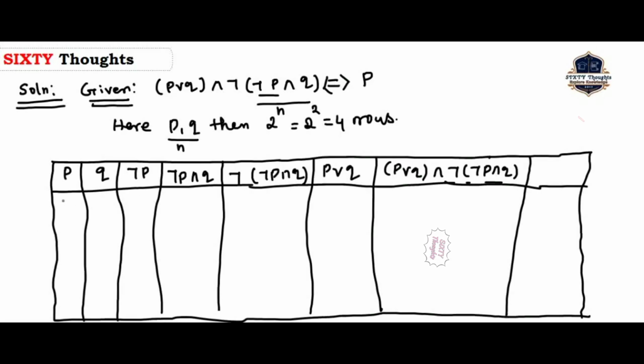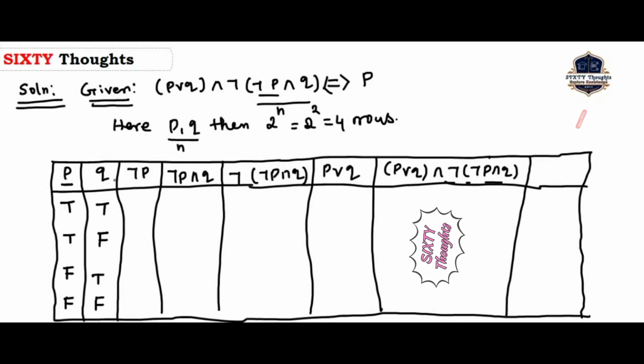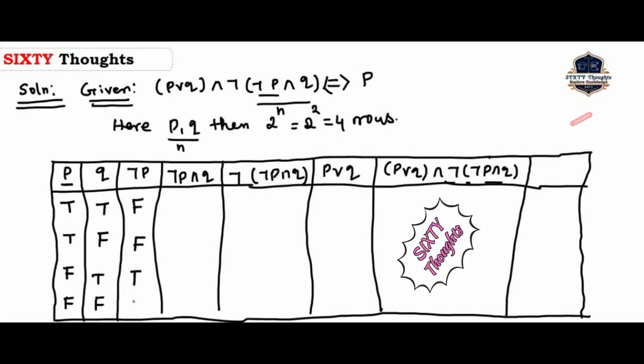So I am going to consider the statements: first two rows true, true, remaining two rows false, false. Coming to the P statement, we consider true, false alternately: true, false, true, false. So what is negation P? If the given statement P is true, the negation is false. False, not true. So true gives false, and false gives true.